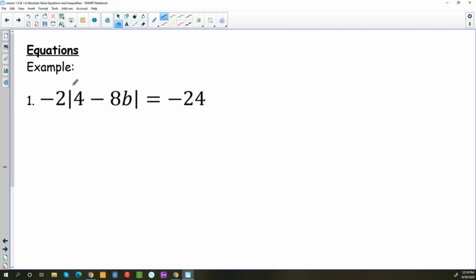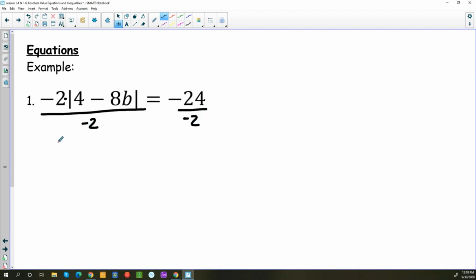So basically, these absolute value bars you can treat almost like parentheses, except nothing is allowed to go in or come out. So they are more restrictive than parentheses. As we're working through this first example, you want to isolate your absolute value bars. Right now we have a -2 times the absolute value bars, so we are going to divide by -2 first.